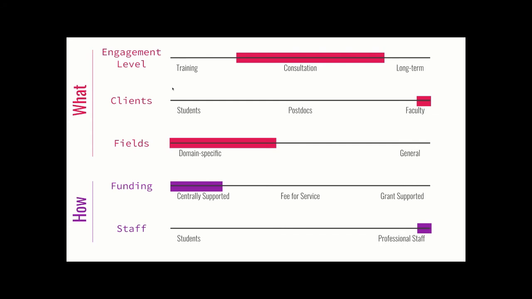So there are 125 faculty members at the GSB in all fields in the social sciences. So it still feels pretty broad to us. But if you have to support the whole university, I think it feels pretty narrow. Our funding is centrally supported, one of the benefits of being a business school. And then in terms of our staff, we have almost all professional staff with some temps and outsourcing that we do when there's some extra data collection that needs to happen or something like that.